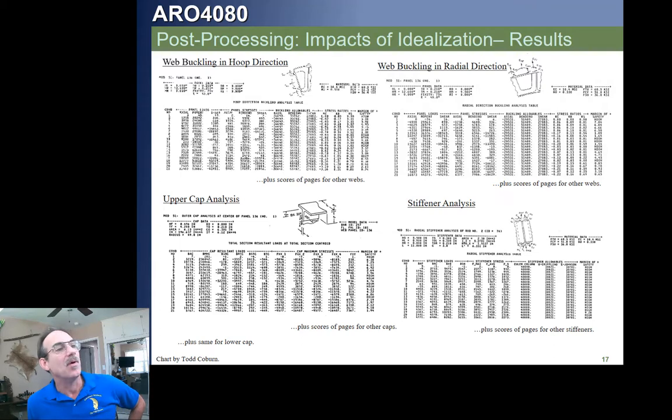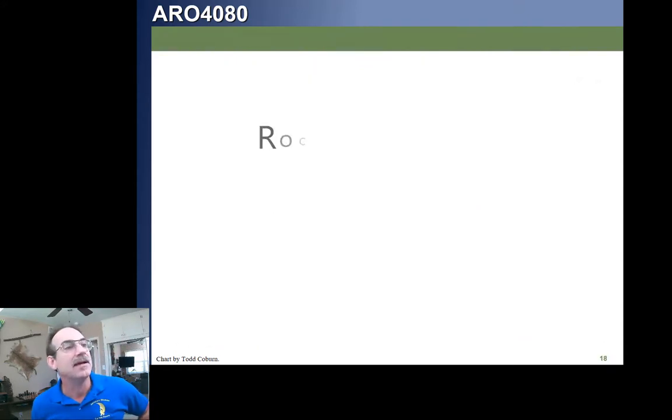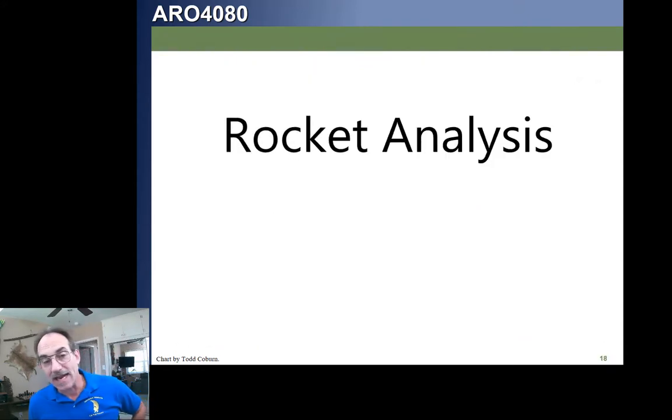And then my program wrote out, for the webs and for the caps in the hoop and radial direction, all the margins, and for stiffeners, all the margins of safety for each and every load case, each and every panel. And then I went and analyzed it all by hand so they could see how that worked. So that's kind of a rather extensive example, one that you probably won't be ready to tackle for a while.